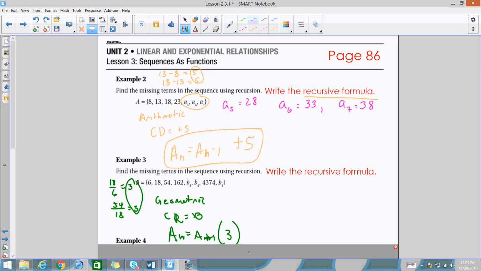It should be n minus 1. Come on, man. N minus 1. That looks terrible. Let me erase that. I'm sorry. That looks like absolute garbage.